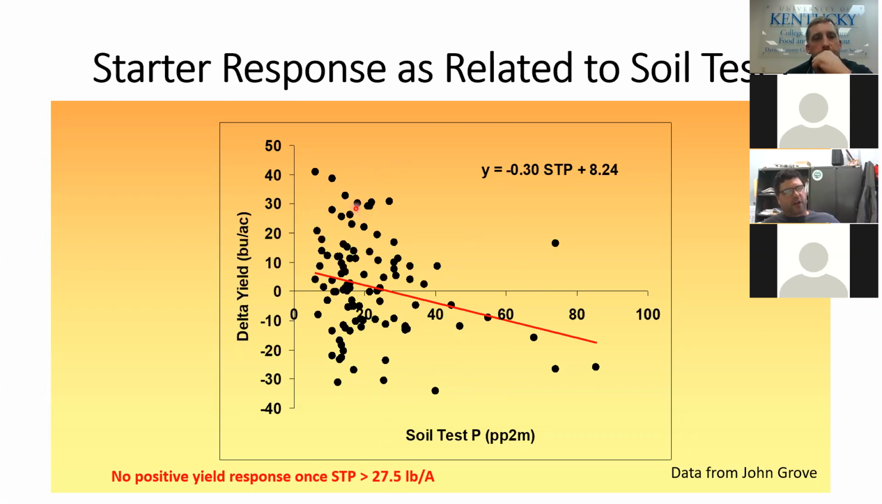But actually, you see it all over the place. There's a yield response here at 70 something, but then you see a lot of yield hits here. On average, this data shows that if you're above 28 pounds per acre, a starter's not going to benefit yield. Well, that's interesting. The average response of all this data was about 5 bushels. This is a no-till field that kind of agrees with the data that Murdoch had previously.